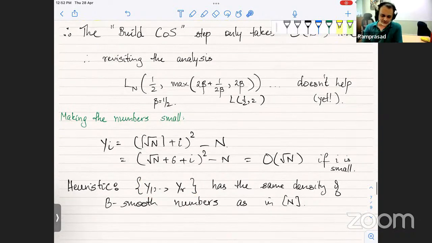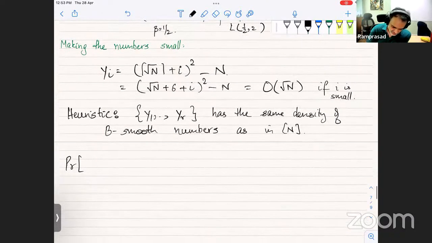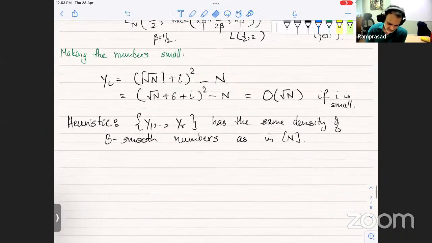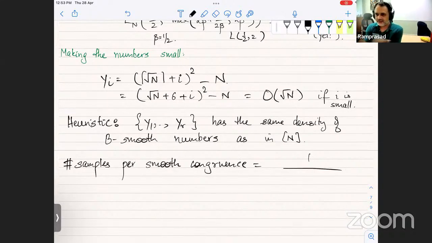Okay, so therefore, when I pick i, I want to know, in order to get one smooth relation, how many do I need to get? What am I saying? Basically, we were trying to look for these smooth congruences. How many different samples do we need? Okay, so the number of samples per smooth congruence is going to equal the reciprocal of the probability that a number within this range is smooth. Right? So this is the reciprocal of the probability that a number less than or equal to order root n is B smooth.